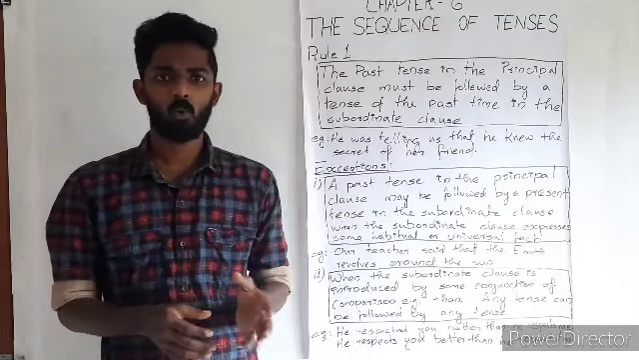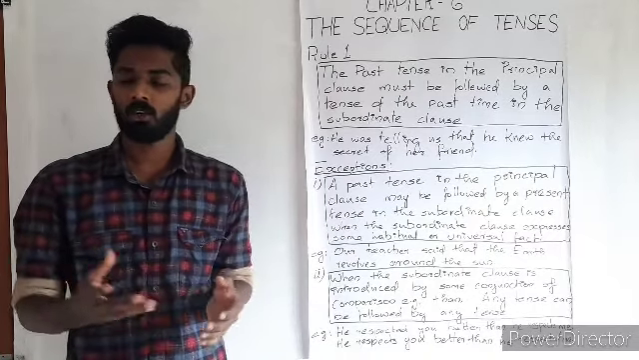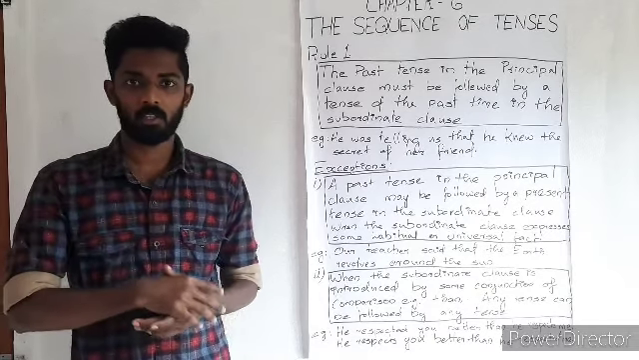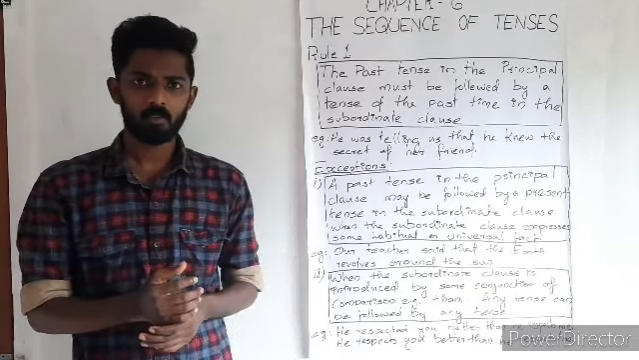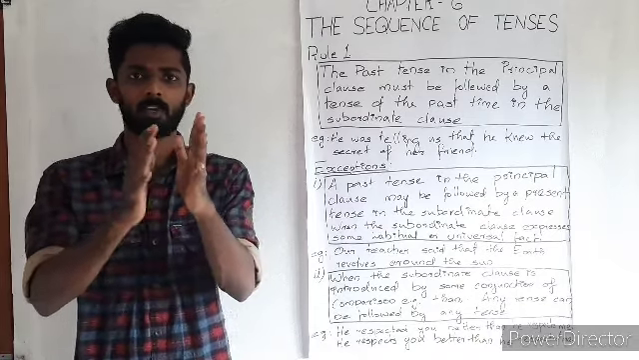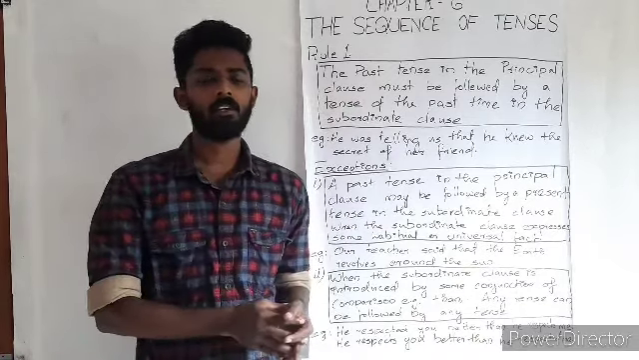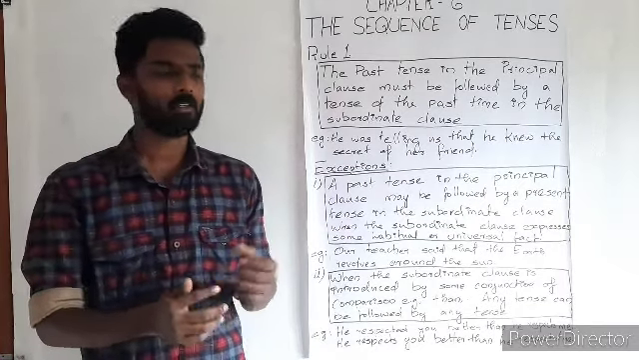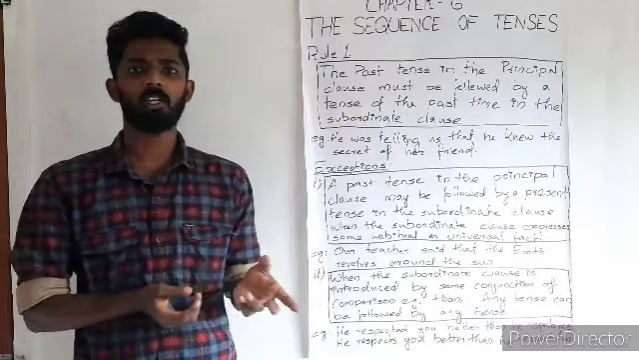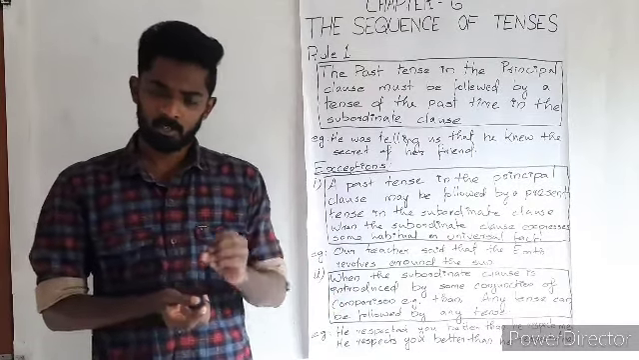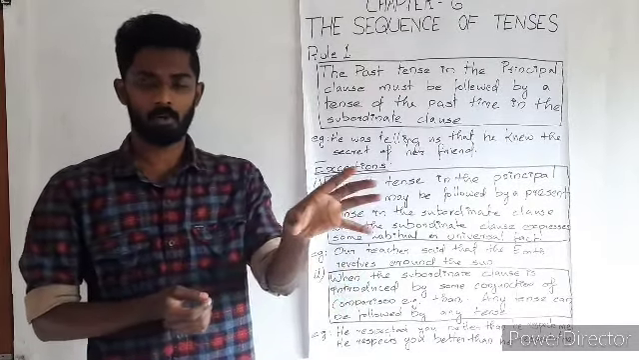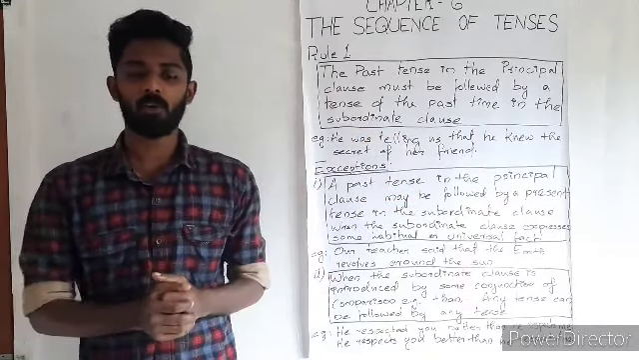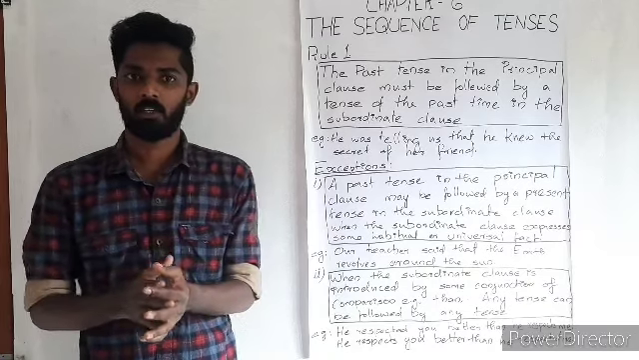A grand city once stood where now lies the village. So here in the principal clause it is the past tense, and in the subordinate clause it is the present tense. Or else, she failed because she is weak in Sanskrit. So here also the principal clause is in the past tense, and the subordinate clause is in the present tense.